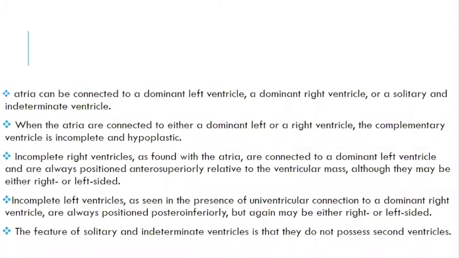The incomplete left ventricle, as seen in the presence of a univentricular connection to a dominant right ventricle, is always positioned posterior inferiorly, but again might be either right or left side. The feature of a solitary and intermediate ventricle is that they do not possess a second ventricle.